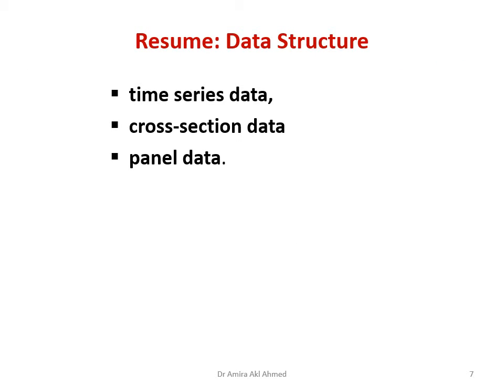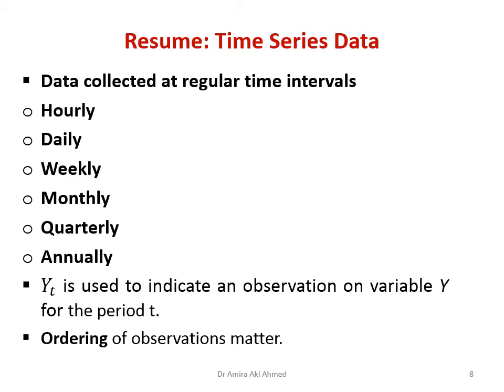Data available for empirical analysis could be classified into three structures: time series, cross-section, and panel data. Time series observations show the values that a variable takes at different times. A time series is associated with a particular frequency of collection of data points. In other words, a time series is collected at regular time intervals such as daily, weekly, monthly, quarterly, and annually.